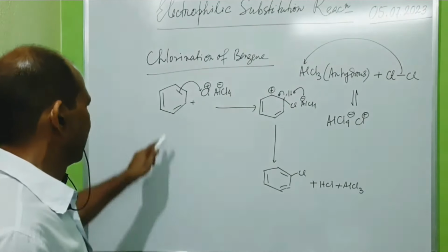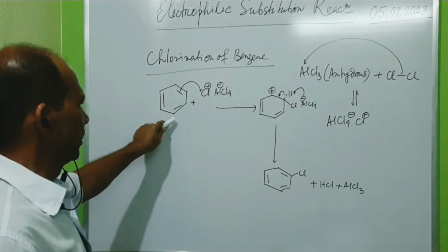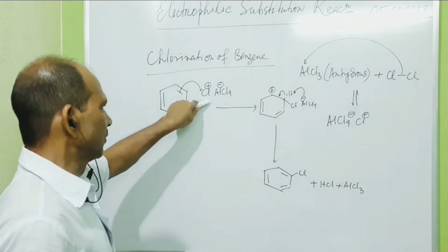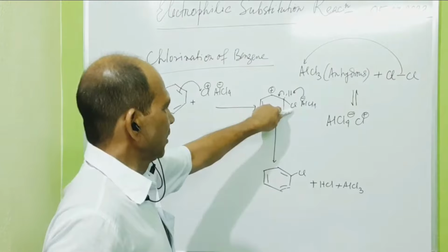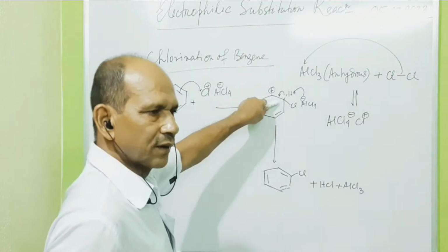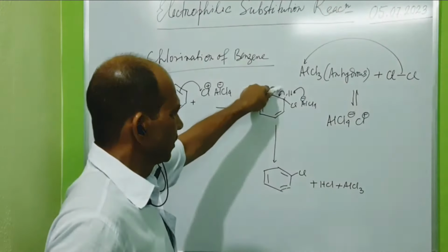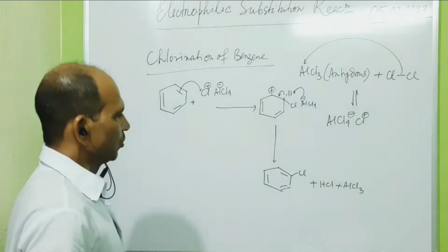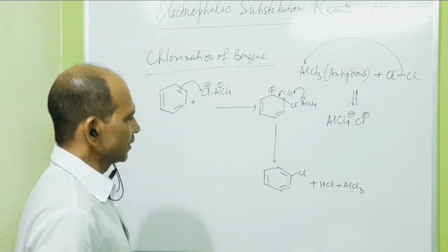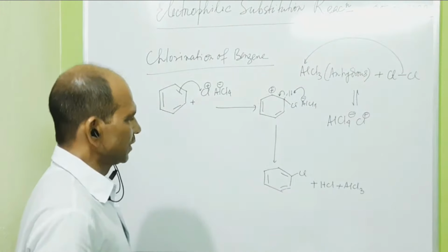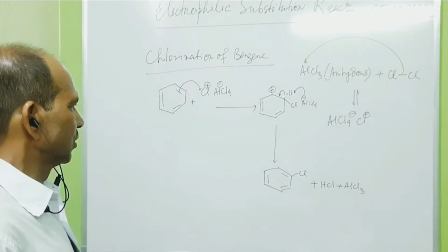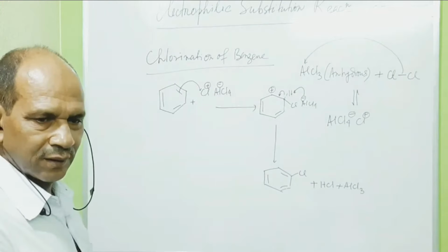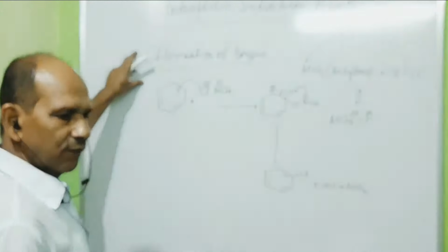Benzene reacts with the chlorinium cation. The chlorinium cation is incorporated in the intermediate. The proton leaves and gives the product. The proton goes with AlCl4 minus. That leads to HCl and AlCl3. And chlorobenzene will be the main product. So this is all about chlorination of benzene.